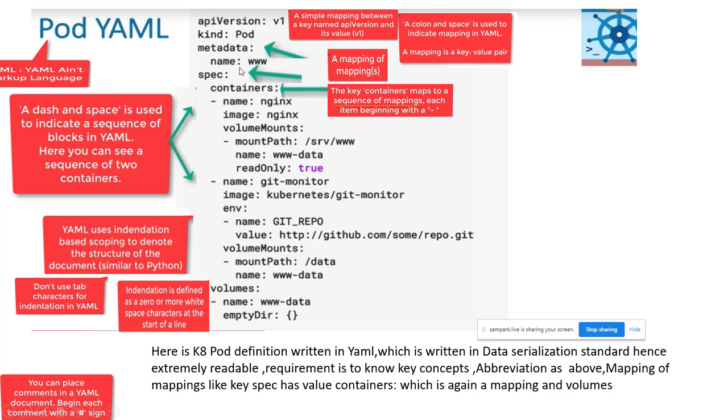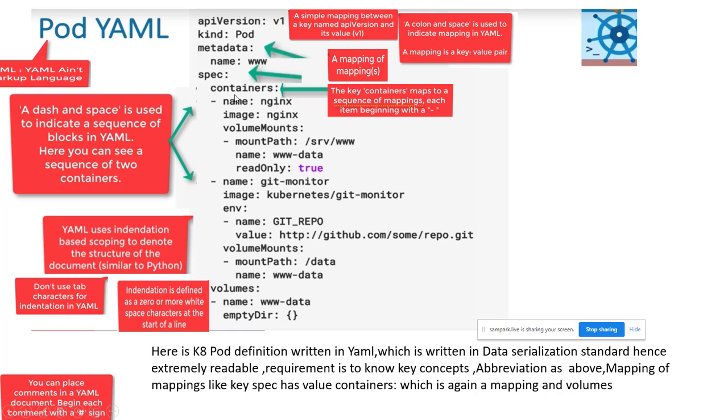So basically, metadata has this list of values. It has one key but so many values. That value itself is a key for another value. So these are mapping of mappings. These key containers basically map to a sequence of mappings.